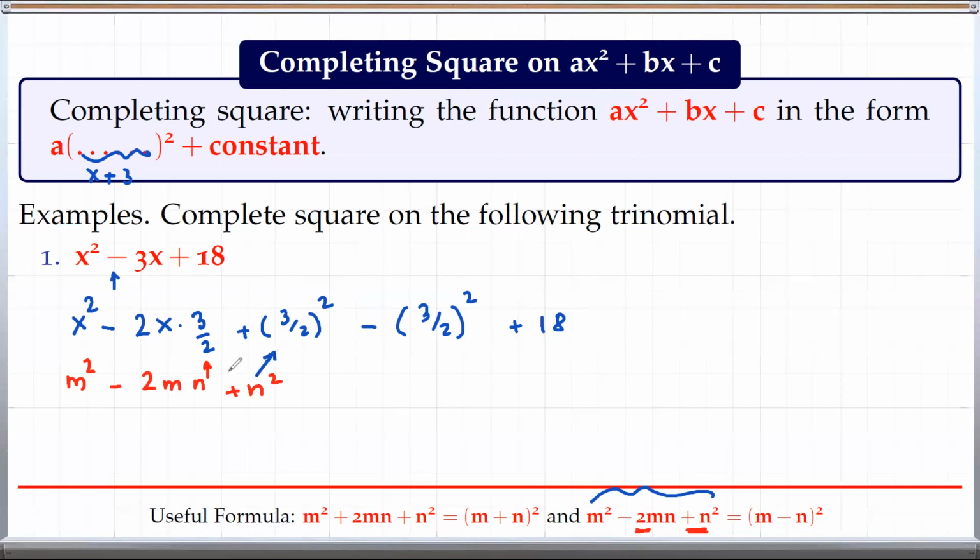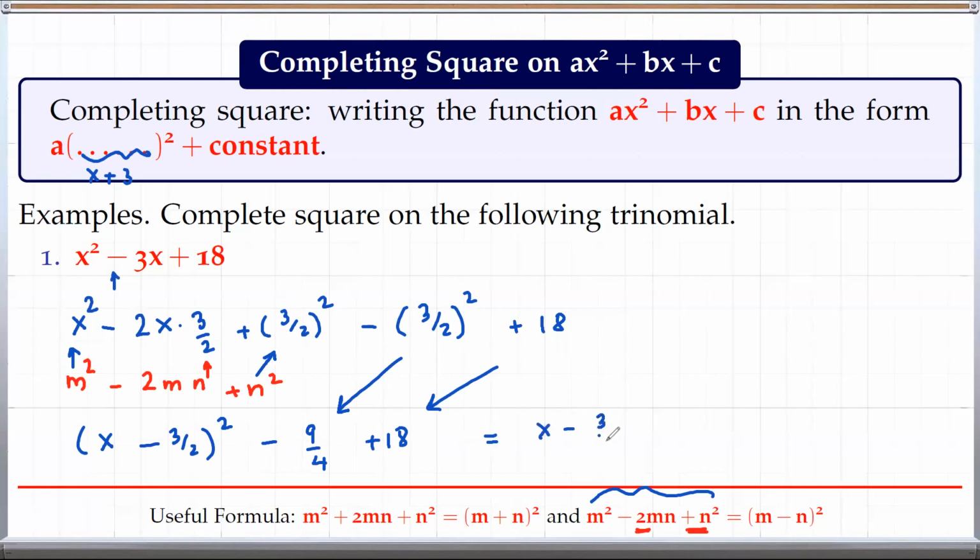So n squared is 3 by 2 squared, m squared is x squared. So it looks like we have exactly m squared minus 2mn plus n squared. That means we can write this part as m minus n squared. So x minus 3 by 2 squared. So that whole thing is x minus 3 by 2 squared. And we have this negative 3 by 2 squared, which we can write as 9 by 4. So that is this one, plus 18 as it is, which is that one. We're almost done. We can combine these two.